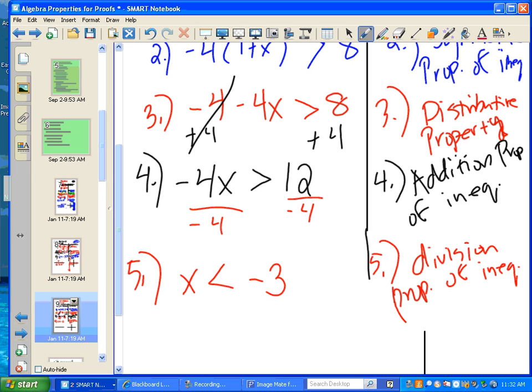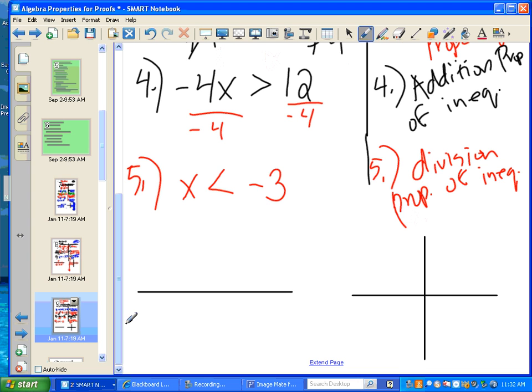Before we do the figures, does anyone have a question on why we used anything that we did on this or how we solved it? Okay, still easy for you? All right, let's go to the figure. X is less than negative 3. Corinne, what kind of circle do we have above negative 3? Good job. Open circle above negative 3.